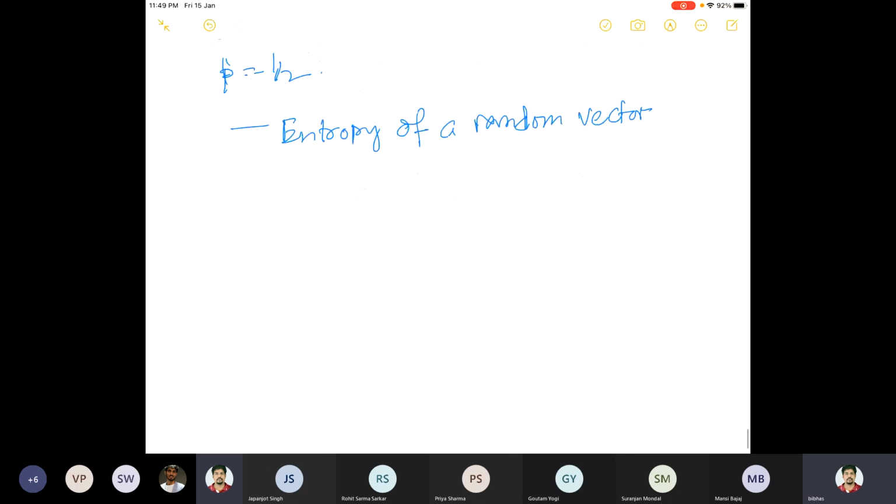So we can also define entropy of a random vector. That means instead of only one random variable, we can have n random variables. And we also talked about an example where this could appear. We'll see later also that you can have cascaded random variables. When you have cascaded channels, you can have this kind of situation: a joint random variable, or a random vector. And you can define this similarly.